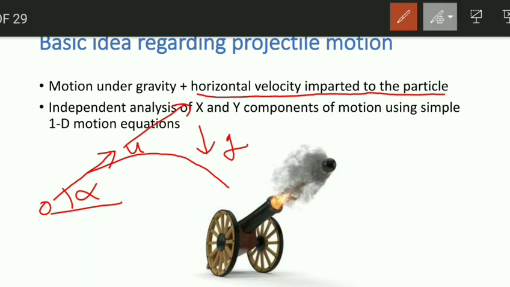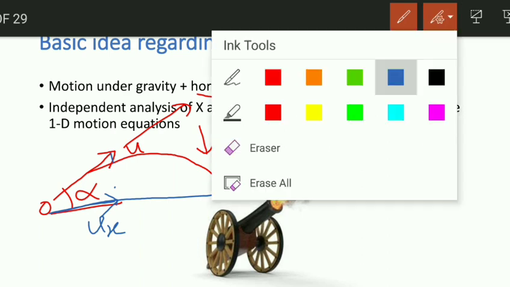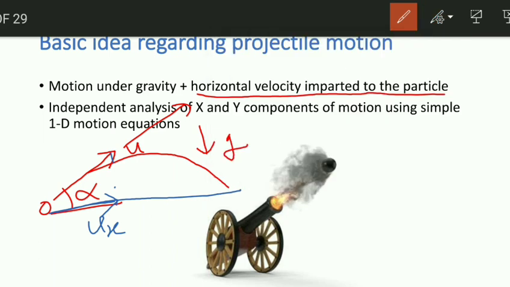That means there is a component of this velocity that is acting in the x direction that will make the particle traverse some distance along the x-axis. This is exactly what is meant by this statement.